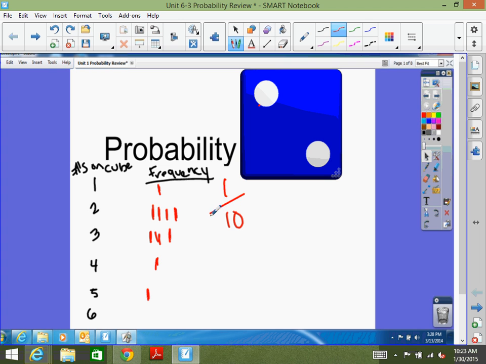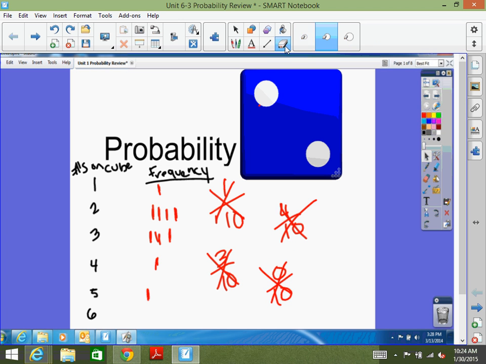Okay? What is the experimental probability of a 2? 4 out of 10. Good. What's the experimental probability of a 3? 3 out of 10. What's the experimental probability of a 6? 0 out of 10. It did not happen. Now, I'm going to make up some different numbers here. Let's say your chart looks like this. This is where it gets to be a little confusing.